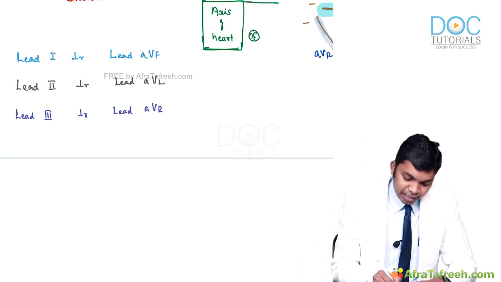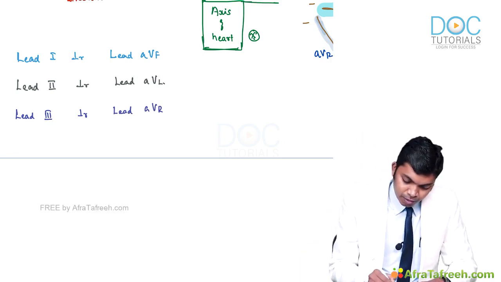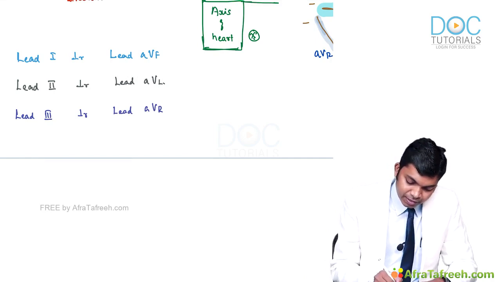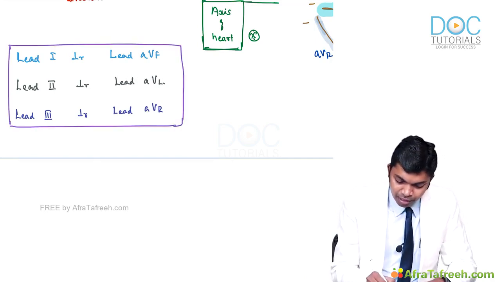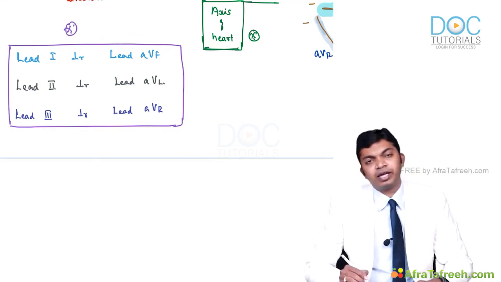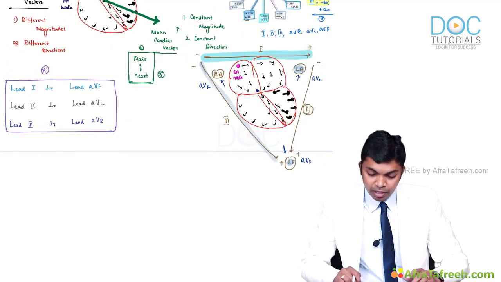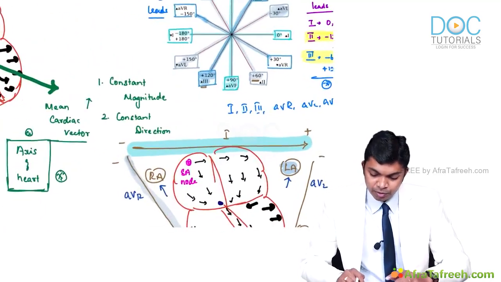So this again you have to keep in mind. I want you to memorize these two tables. Number 1, what lead is perpendicular to what lead. Number 2, the angles, doctors.